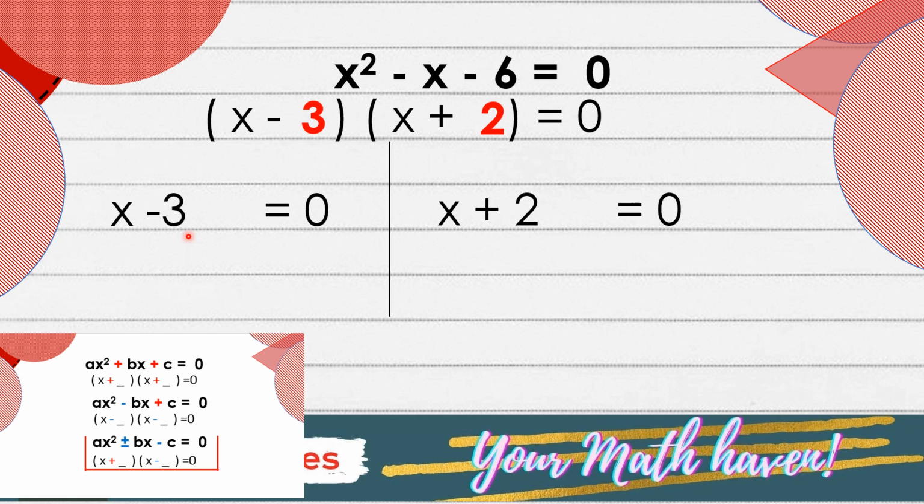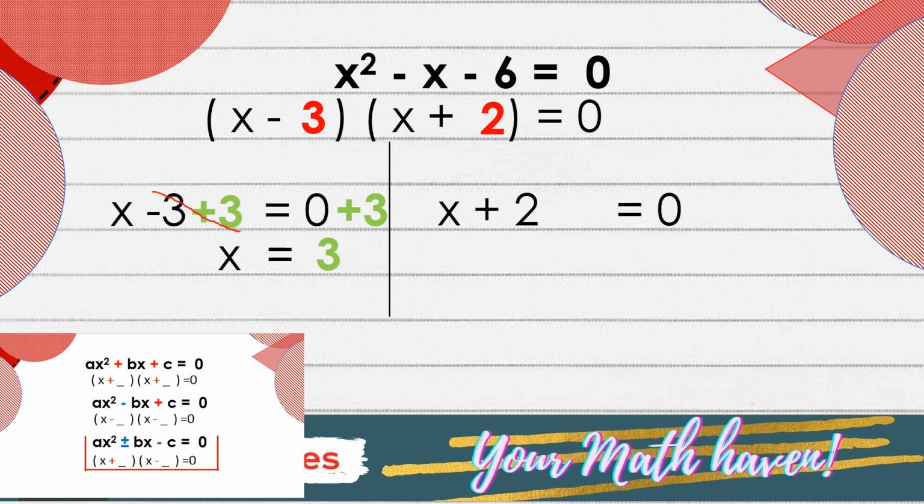To solve for x, we need to make negative 3 be equal to 0, and to do that, we are going to add both sides by positive 3. So negative 3 plus 3, that is 0. And x minus 0, that is x. So 0 plus 3, that is 3.